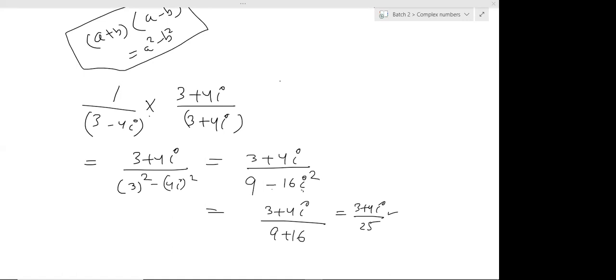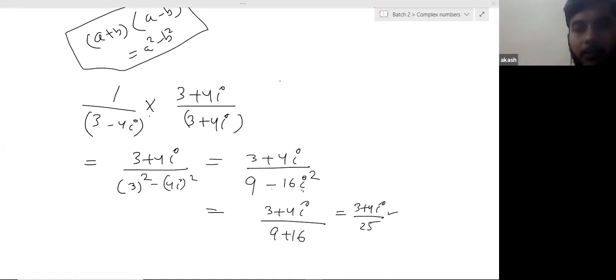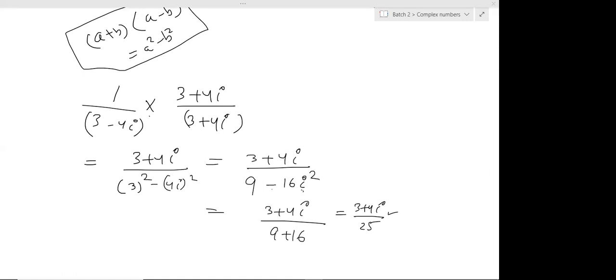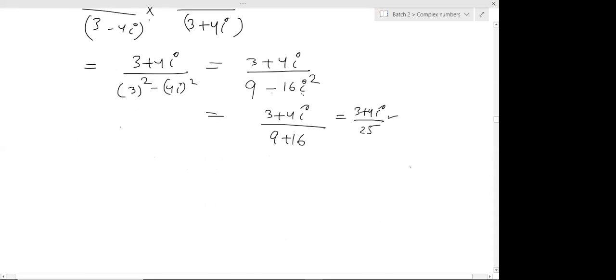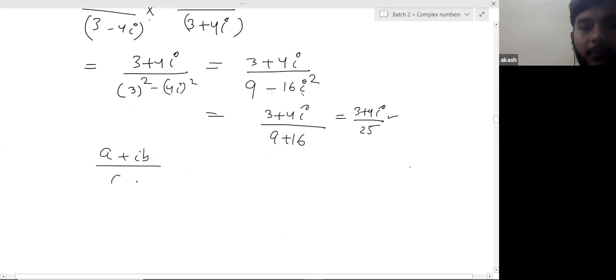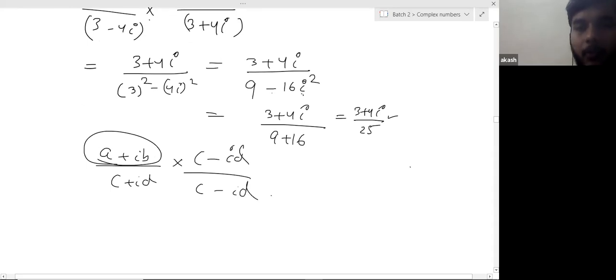Okay. Very easy, right? Yes, sir. See, not just this question. If we have questions like this, a plus ib upon c plus id, even if there is a complex number on the denominator, you just need to multiply like this. All right, no matter what. Just look at the denominator, multiply, changing the sign. All right, you'll get the answer. Clear? Yes, sir.